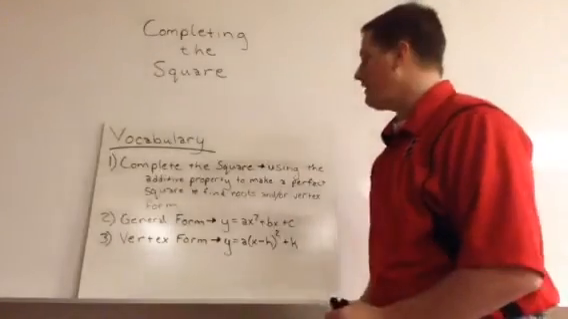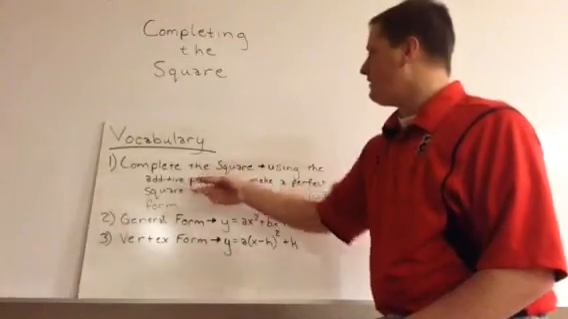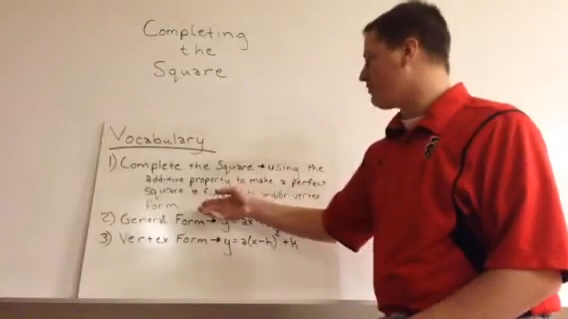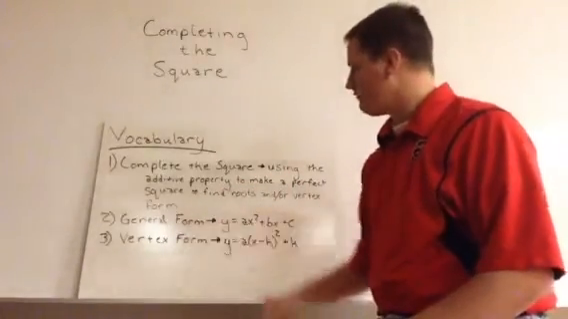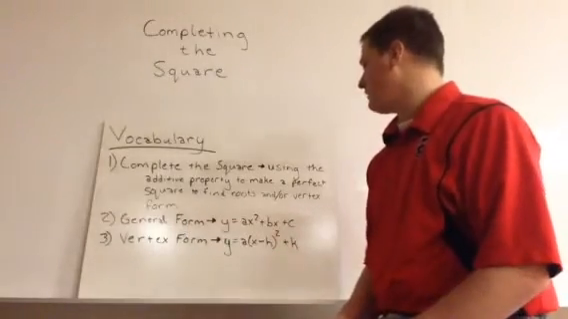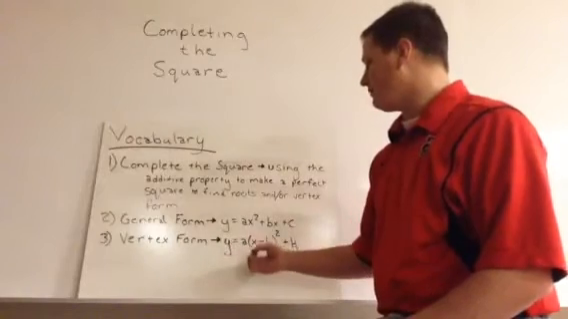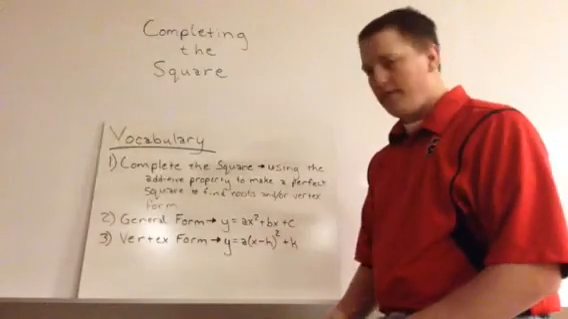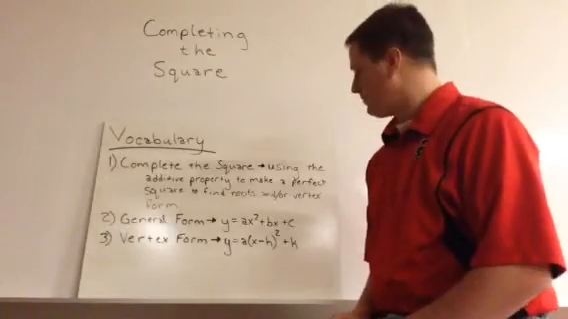Our vocabulary is complete the square, using the additive property to make a perfect square to find roots and/or vertex form. General form, y equals ax squared plus bx plus c, and vertex form, y equals a times the difference of x and h squared plus k.